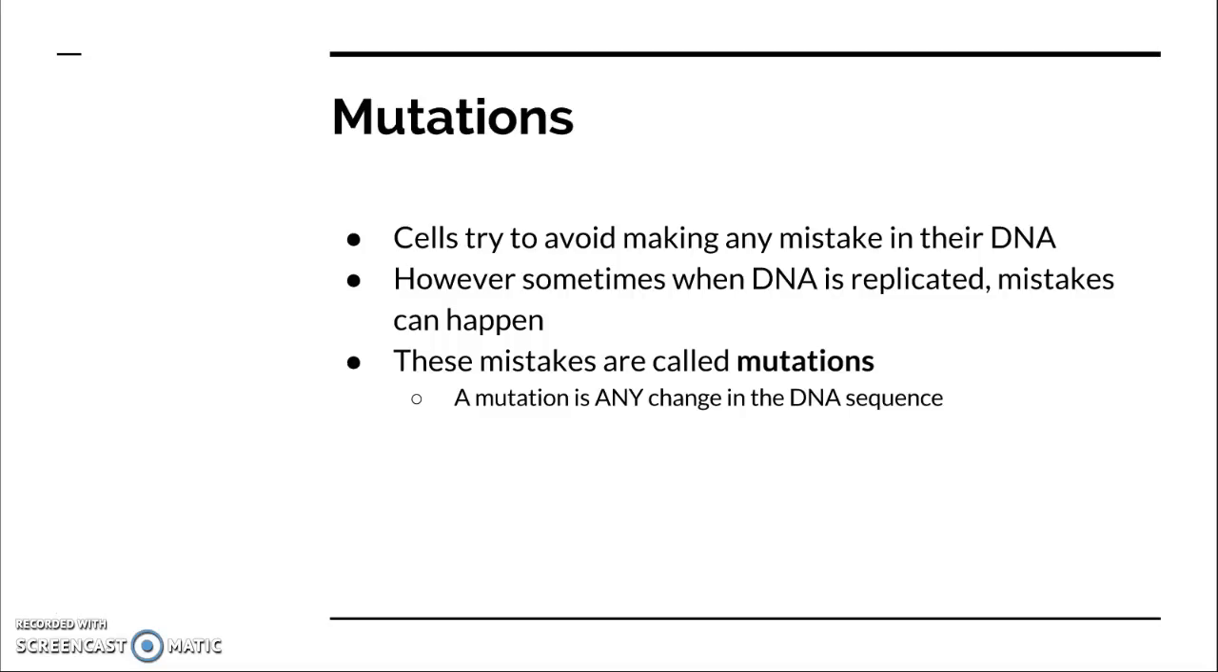So mutations happen when a cell makes a mistake in the DNA. This happens generally during replication, but it can happen at any time when the DNA is being copied. The cells try to avoid making any mistakes in their DNA, but this doesn't always happen. They do have some things that are kind of like a proofreader, but mistakes, just like when you turn in an English paper, are not always caught. So these mistakes are known as mutations. A mutation is any change within the DNA sequence.